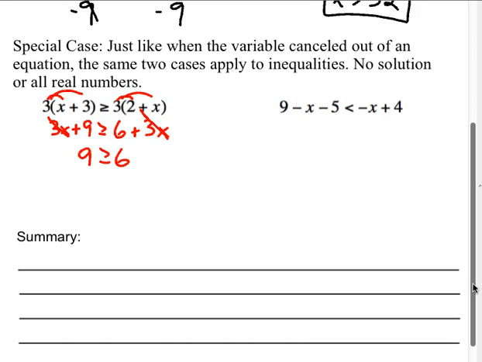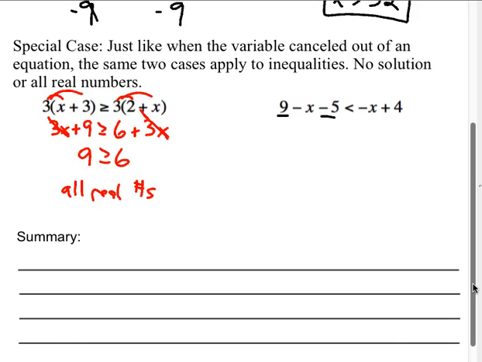So just like before, when you're left with something that is true, that is going to be all real numbers, or infinitely many solutions is the equivalent idea from equations. But the idea is when it's true, any x would have worked. Well, the opposite of that is still true as well. So let's take a look here.